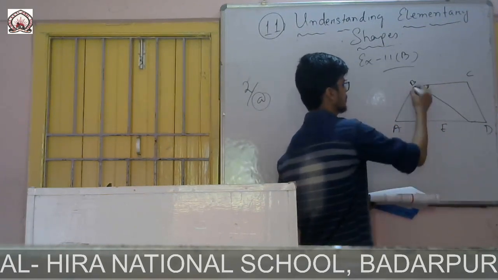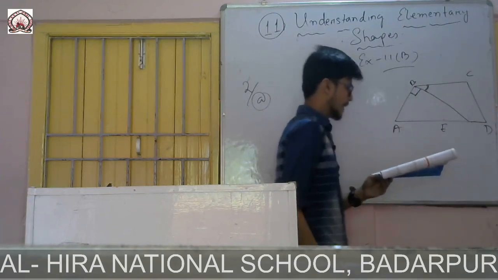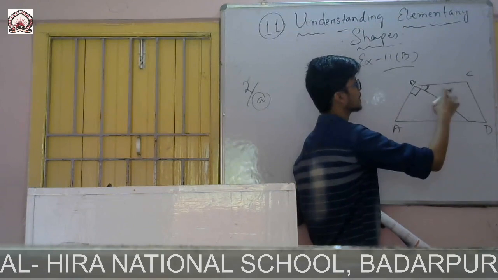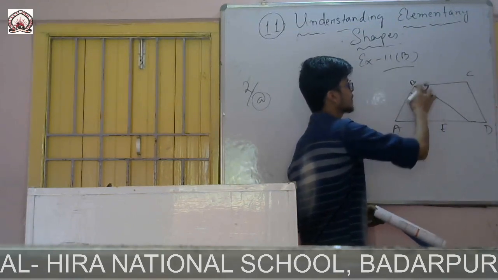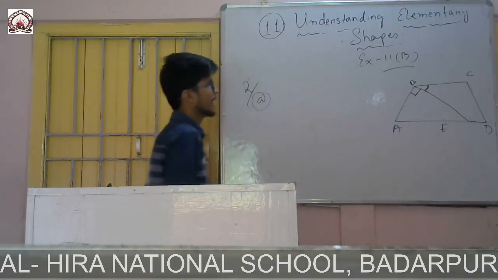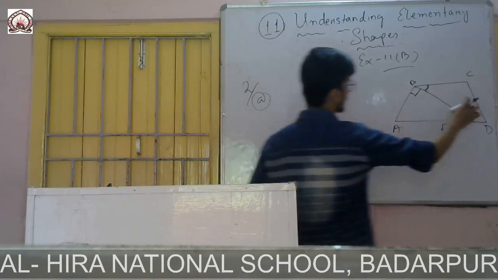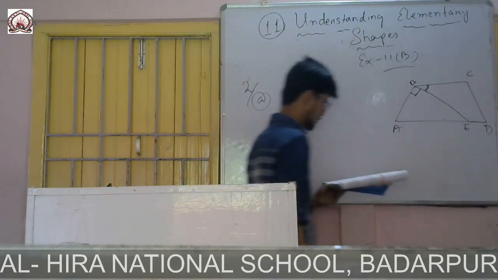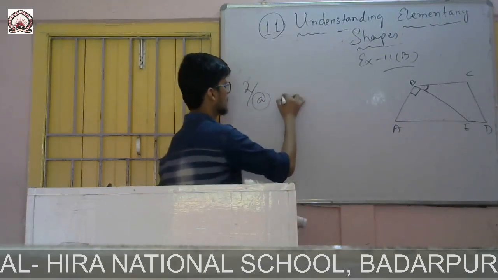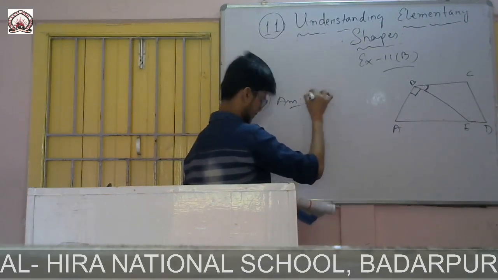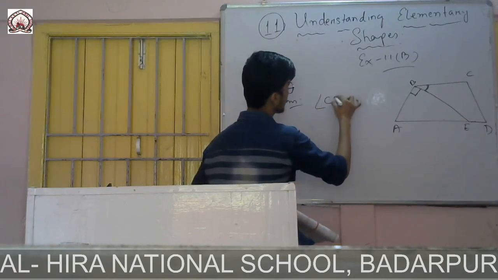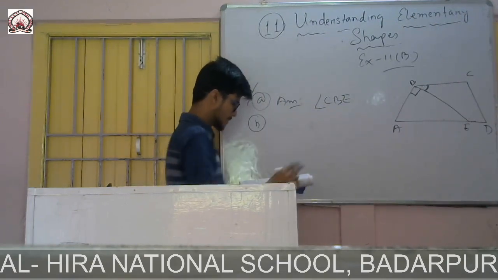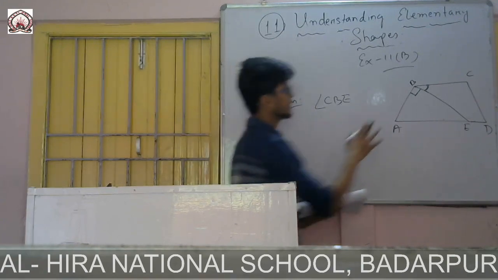The question says an acute angle at point B. So from B I am taking, or else I could have taken any other point, but the question is to take it from point B, the angle at B. So this one, angle CBE, will be an acute angle. So the answer will be angle CBE.